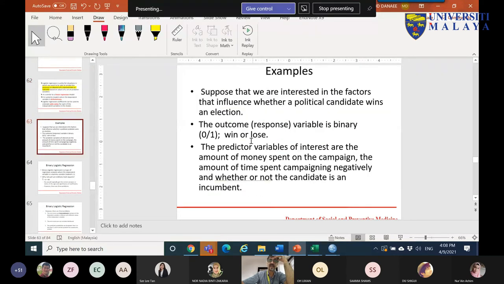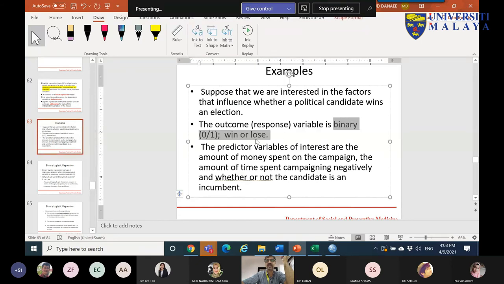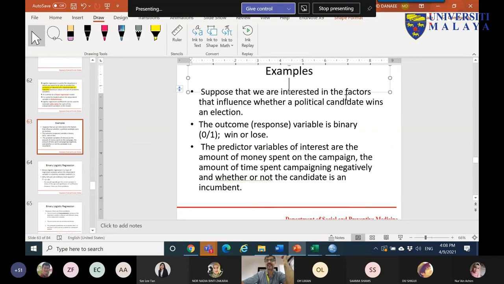In this example, your outcome is binary, win or lose in an election. For example, a political candidate wins an election. You can predict some factors that influence whether a politician can win the election or not. And it works. I don't know whether you have heard about some prediction models before the US election. Some of them highly predicted that Biden would be the winner, correct? So how did they do it using this approach?